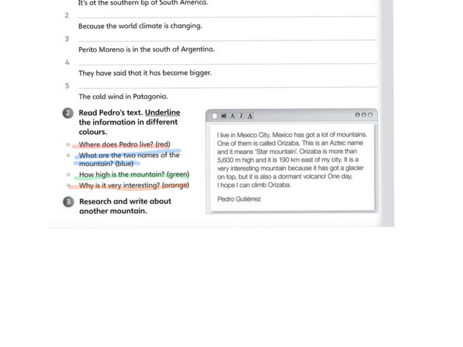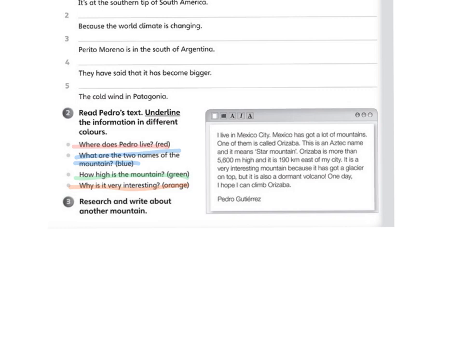It says, I live in Mexico City. Mexico has got a lot of mountains. One of them is called Orizaba. This is an Aztec name. It means Star Mountain. Orizaba is more than 5,600 meters high, and it is 190 kilometers east of my city. It is a very interesting mountain because it has got a glacier on top, but it is also a dormant volcano. One day I hope I can climb Orizaba. By Pedro Gutierrez. Okay? Maybe you don't know that, but El Pico de Orizaba also has a Nahuatl name. It's called Citlaltépetl, which means star mountain. Precisely. Citlal, which is a star, and Tepetl, which means mountain.